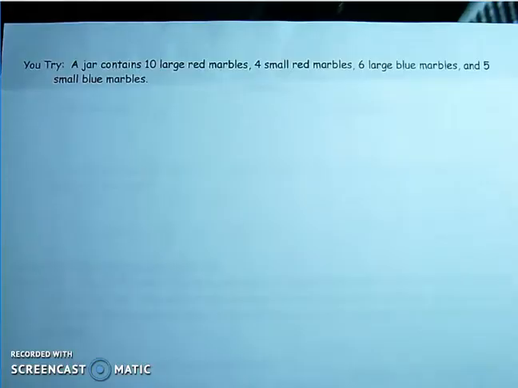Alright, next, try the next try, which is about a jar of marbles. There are 2 different color marbles and 2 different sizes. So see if you can do the conditional probability of those, and then answering question C is very similar to what's on your final exam. Pause the video. If you have any questions, ask Miss Lewis, and then check your answers.